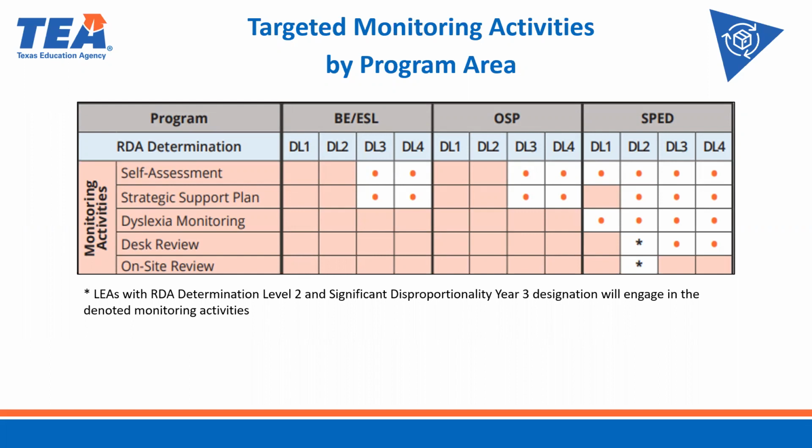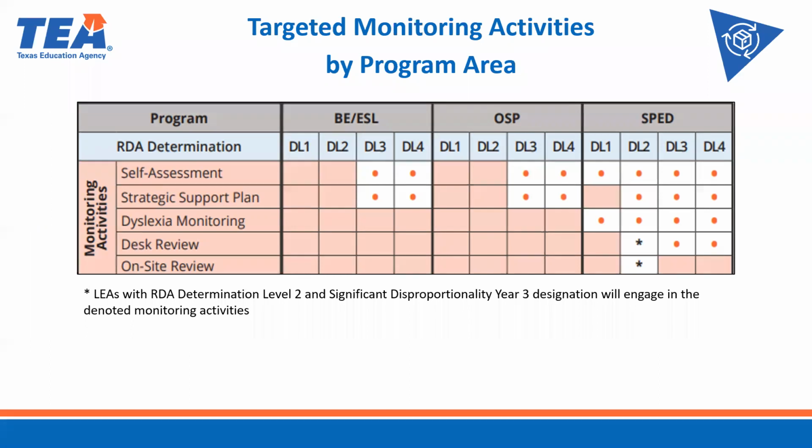LEAs who obtain a determination level 3 or determination level 4 related to their bilingual education, English as a second language, emerging bilingual, or BE, ESL, EB, or other special populations, or OSP, program areas in the RDA framework, and/or LEAs who obtain a determination level 2, determination level 3, or determination level 4 related to their special education program are required to submit a strategic support plan to the TEA and engage in regular scheduled support conferences with the TEA Division of Review and Support.